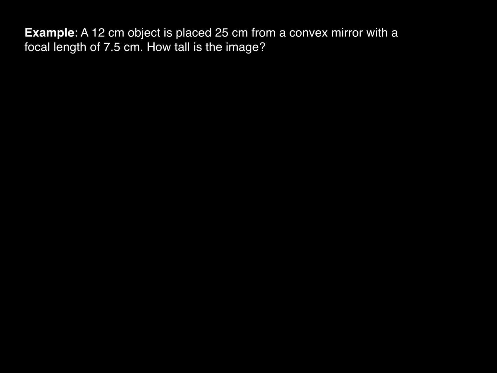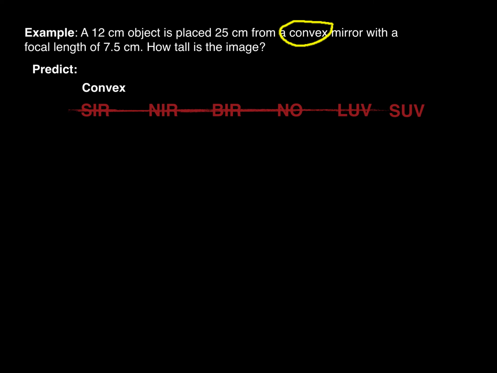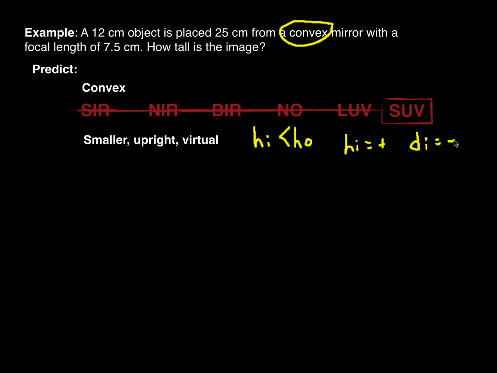Here's our second example. A 12-centimeter object is placed 25 centimeters from a convex mirror with a focal length of 7.5 centimeters. How tall is the image? We start with some predictions. Since this is a convex mirror, that means we can eliminate most of the possibilities, and all that's left is SUV. The image will have to be smaller, upright, and virtual, which means we expect HI to be less than HO because it's smaller. Since it's upright, we expect HI to be a positive value. And since it's virtual, we would expect DI to be a negative value. Since it's a convex mirror, it's important to realize that this focal length must be negative because convex mirrors have virtual focuses.